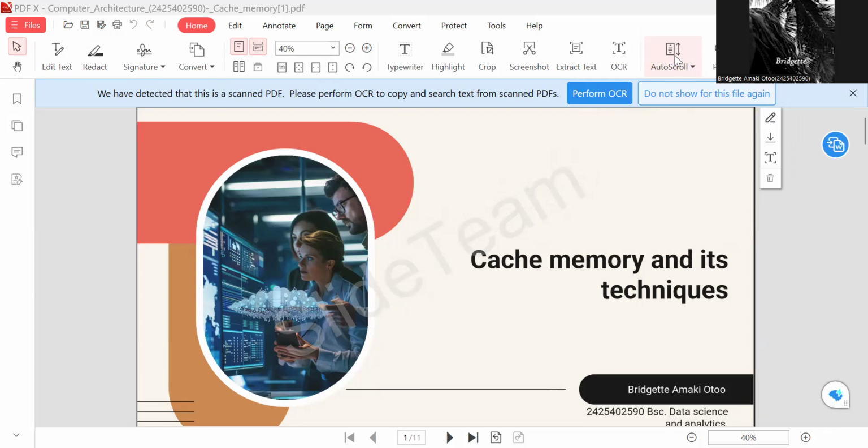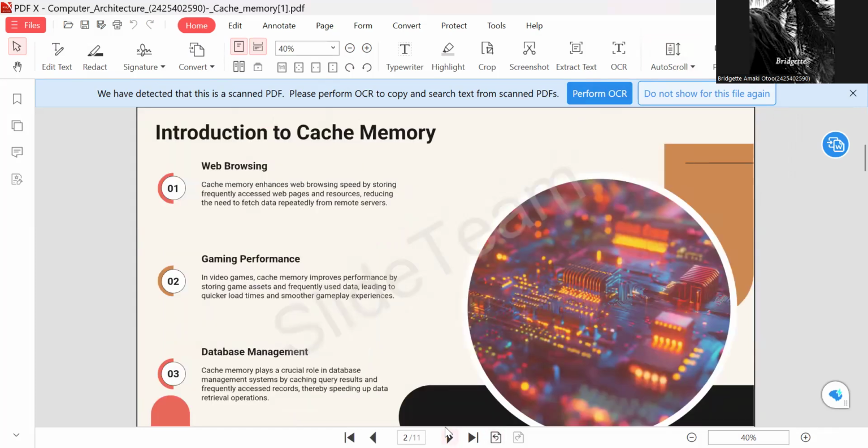I'll be explaining cache memory and its techniques. Introduction to cache memory. Web browsing. Cache memory enhances web browsing speed by storing frequently accessed web pages and resources, reducing the need to fetch data repeatedly from remote servers. Gaming performance.